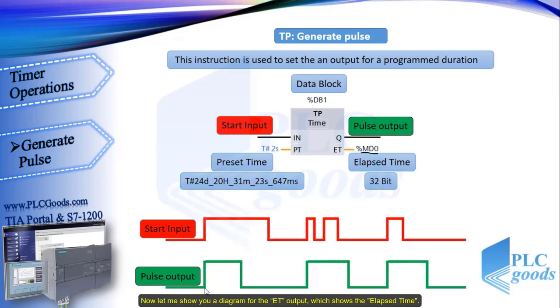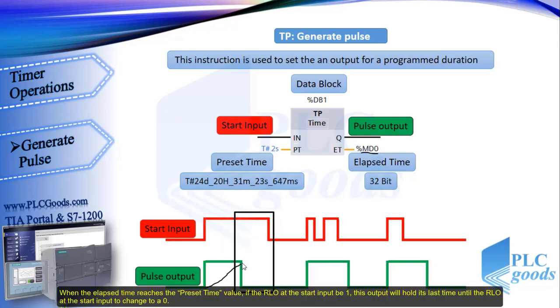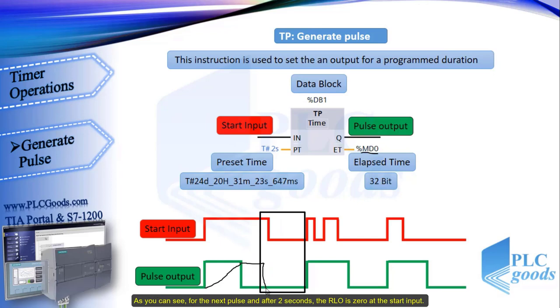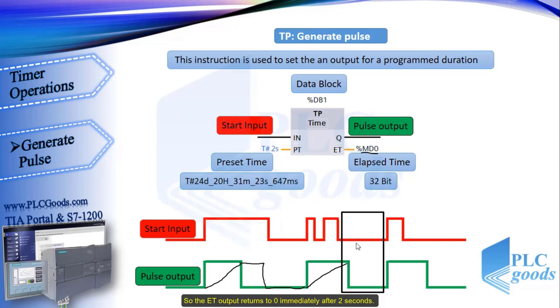Now let me show you a diagram for the ET output, which shows the elapsed time. When this timer generates a pulse at its first output, the ET output increases linearly. When the elapsed time reaches the preset time value, if the RLO at the start input is 1, this output will hold its last time until the RLO at the start input changes to 0. As you can see, for the next pulse, after 2 seconds the RLO is 0 at the start input. So the ET output returns to 0 immediately after 2 seconds.